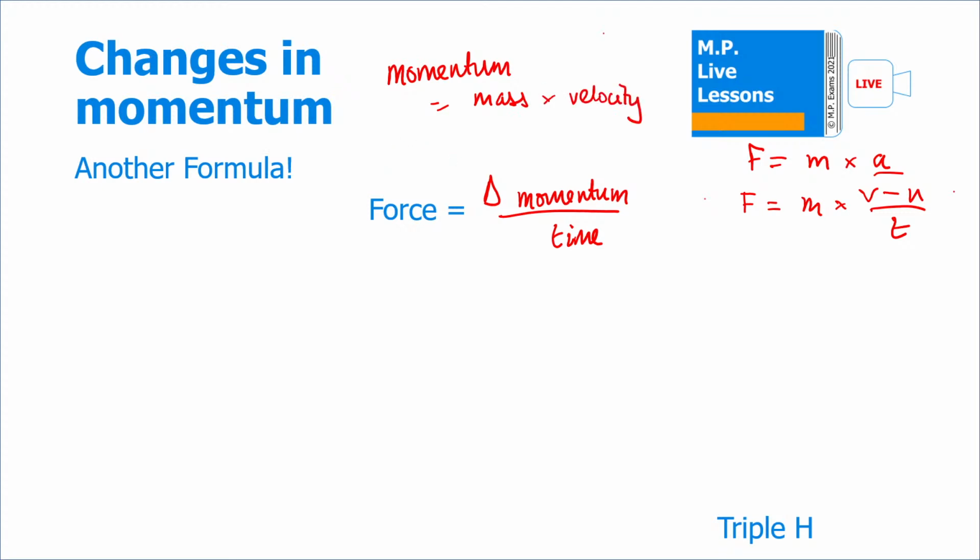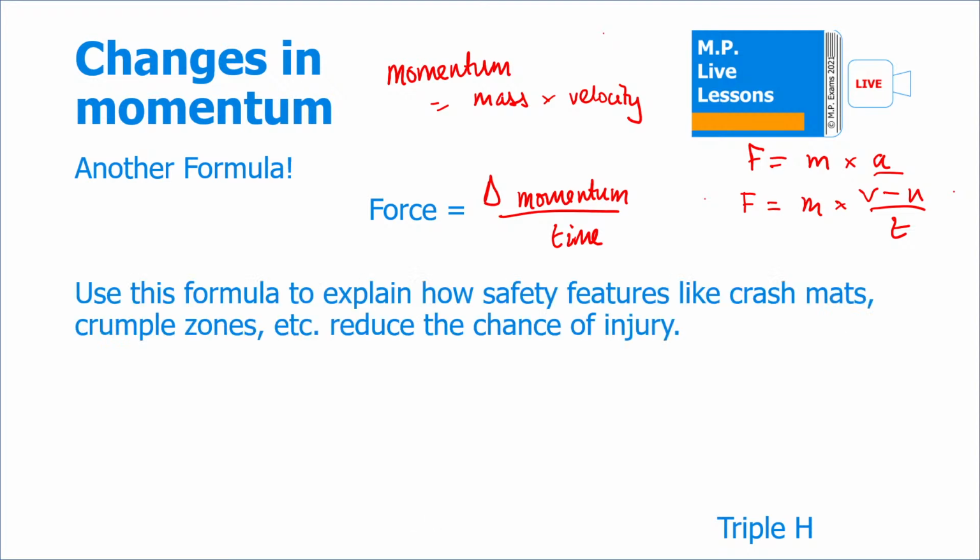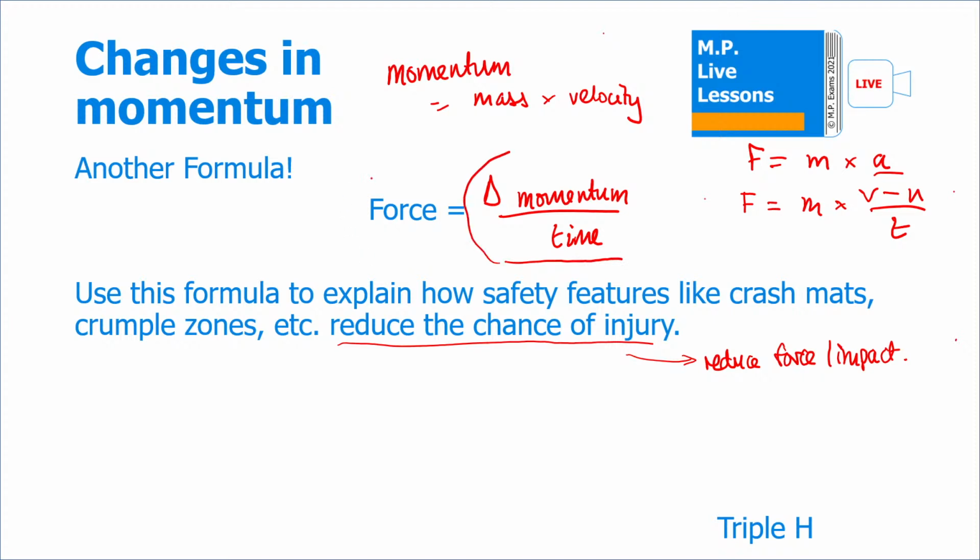So this is important when it comes to safety. We want to use this formula to explain how safety features like crash mats, crumple zones, and so on reduce the chance of injury. To reduce the chance of injury, we want to reduce the force of the impact. To do that, we need to make whatever this is lower.